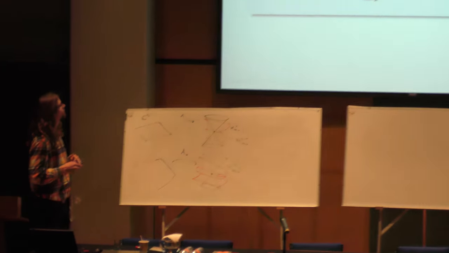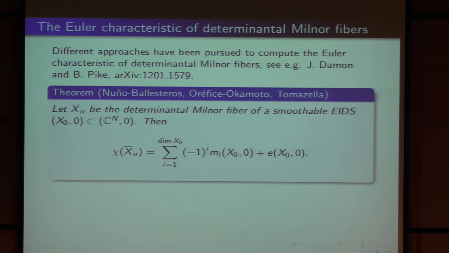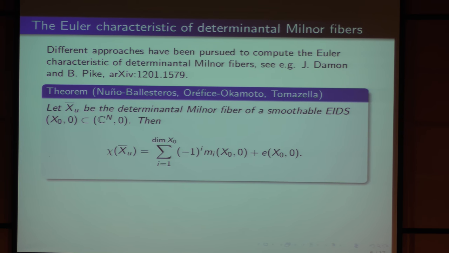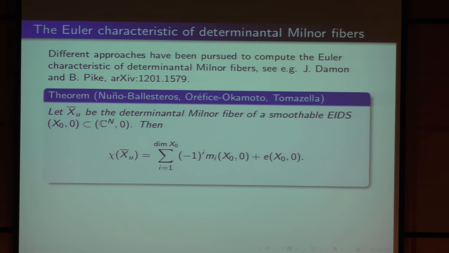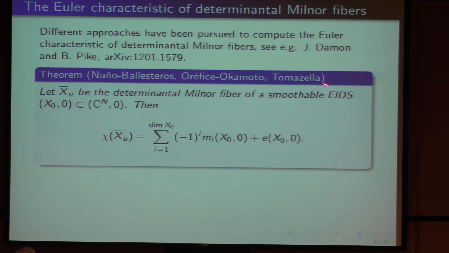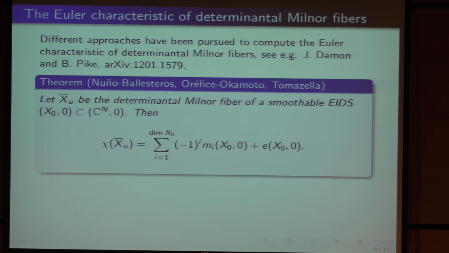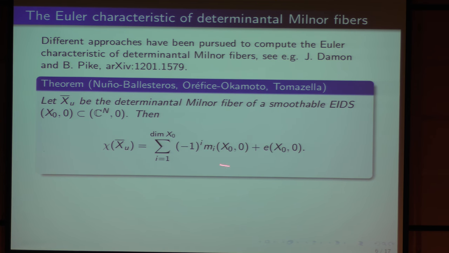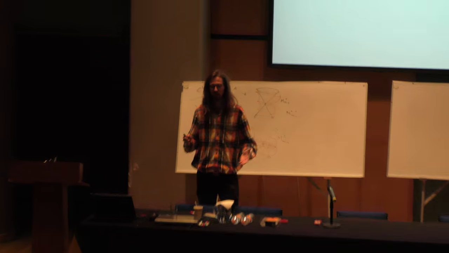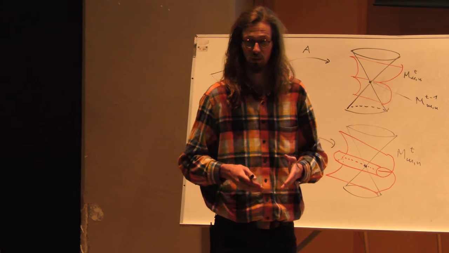But let me also give you some other formulas. Here, a formula due to Juan José Nuño Ballesteros, Bruna Orefice Okamoto, and Juan Tomasella. And this formula, for me, is nice because I understand it. What you see here is the Euler characteristic of the determinantal Milnor fiber, and the cases they consider are only smoothable EIDS. Then on the other side, you see the multiplicity of the singularity, which is an algebraic invariant and can be computed. And what you see here are the so-called polar multiplicities, which, if you have a computer algebra system like Singular and know the right equations to put in, you can also compute.